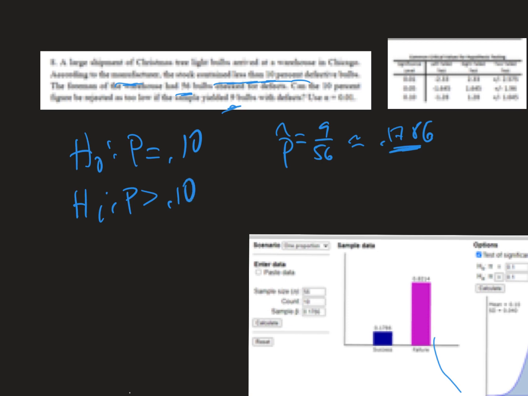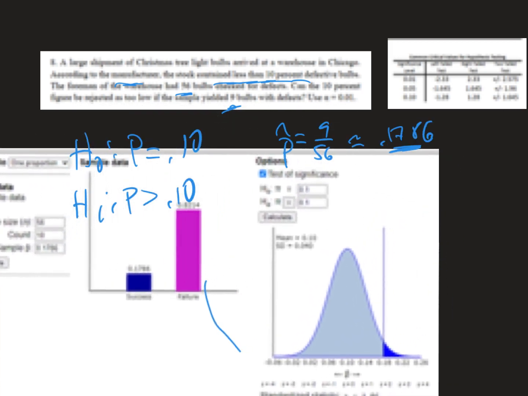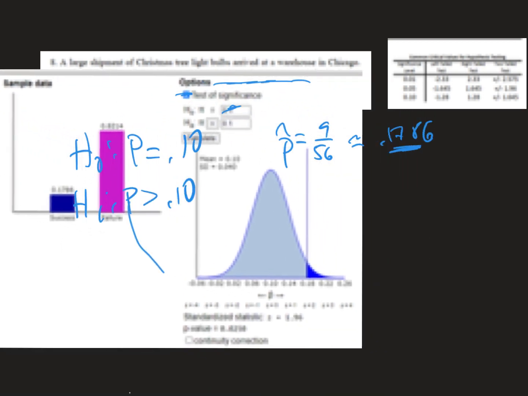And then we do our test statistic and everything. Of course, I did that here with the Rossman Chance applet, and I clicked right tail and typed in the values. And there's my critical value of z. Sorry, that's not my critical value of z. That's my test statistic. So the test statistic is 1.96.